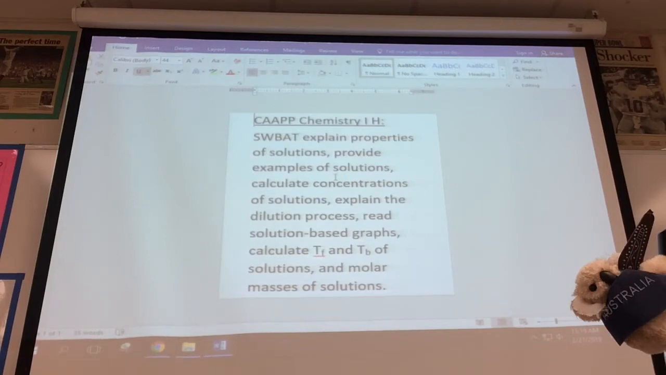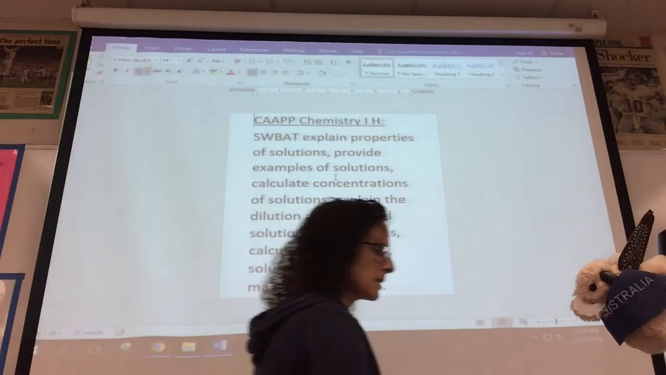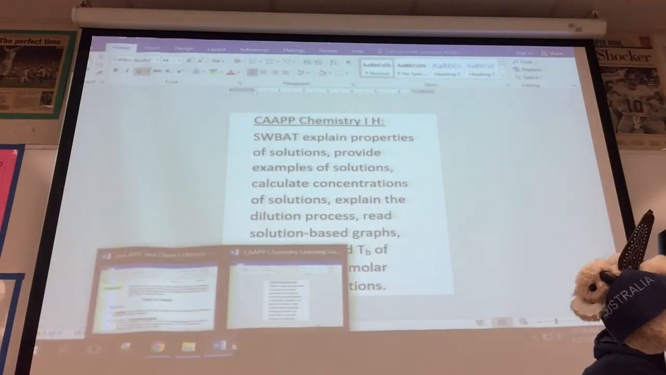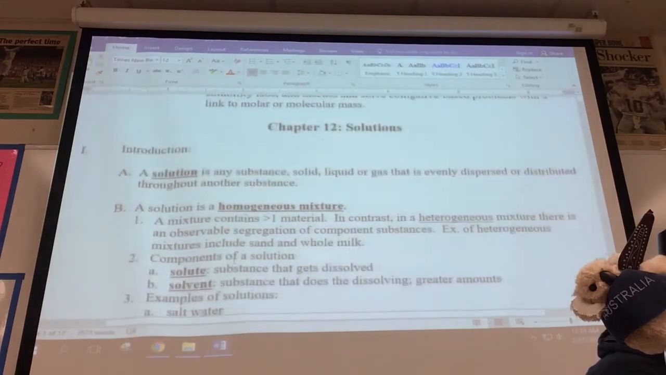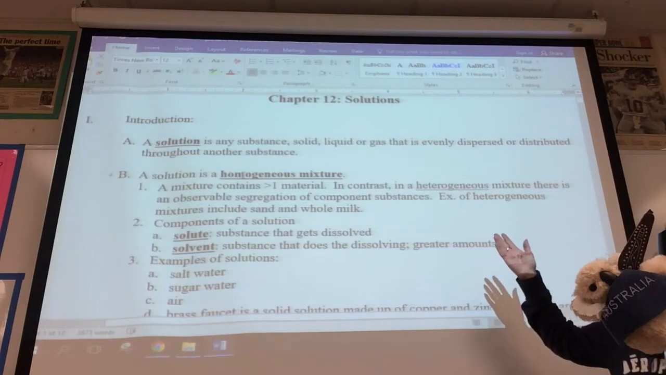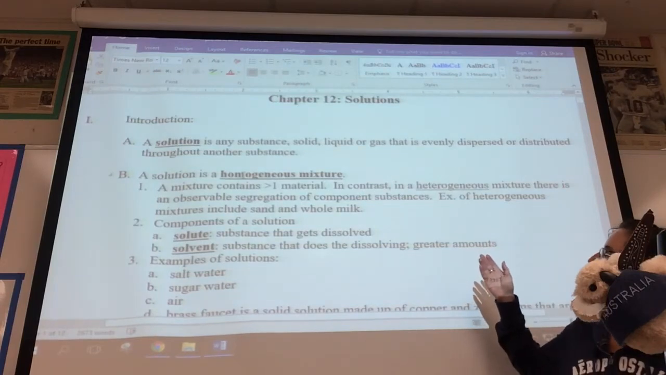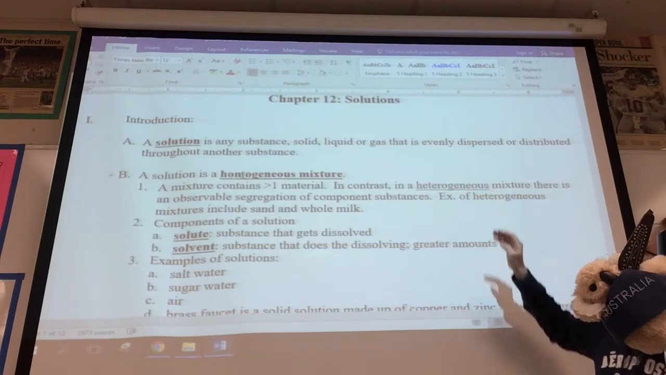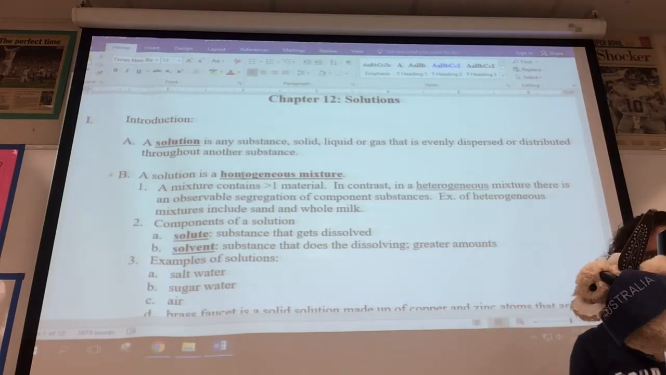So a lot of different topics we're going to discuss in this chapter. We'll start off very basic. And in regard to solutions, a solution is any substance. It can be a solid, liquid, or gas that's evenly dispersed or distributed throughout another substance.